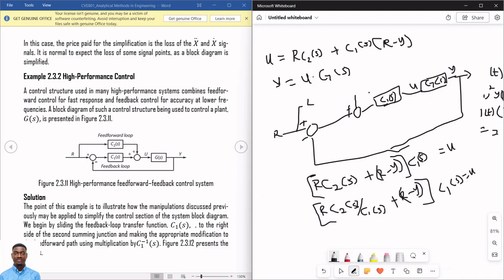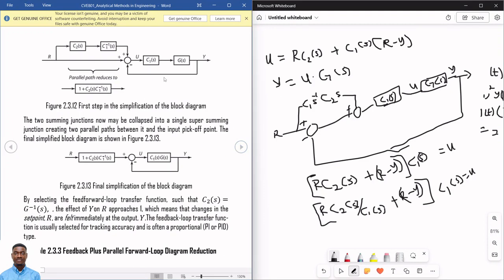So that will be C1S inverse on this line. So let me just say C1S inverse C2S. So that's the only way I can have this model that will still give me the same U as this that I have initially. So you see that that is what has been done here.